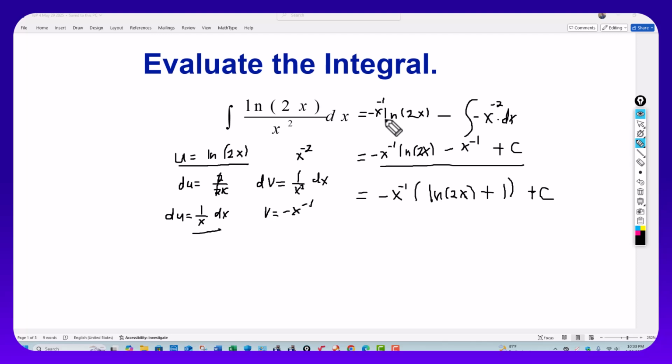The first part of the answer is the product of u and v, minus the integral. And then in the integrand, you have whatever v is, minus x to the negative 1. Of course, we computed that out, remember? We had a minus x to the negative 1 multiplied by du, which was 1 over x. That's how we got the minus x to the negative 2. Then we integrated, we got this, and then we factored out an x to the negative 1 here. So the final answer is minus x to the negative 1, parentheses, natural log of 2x plus 1, plus the constant of integration.